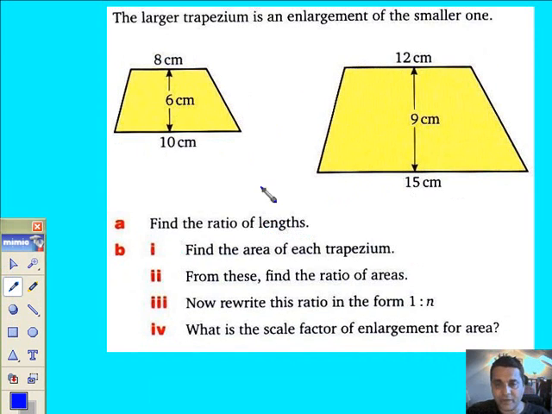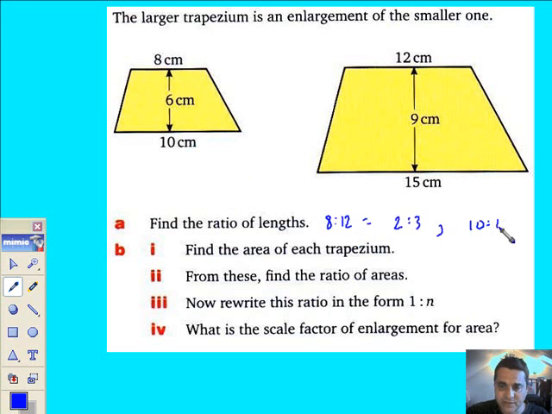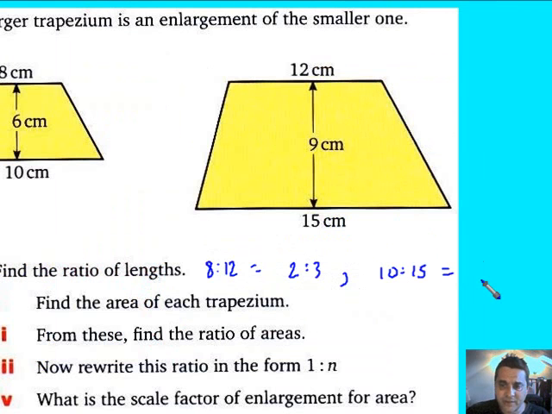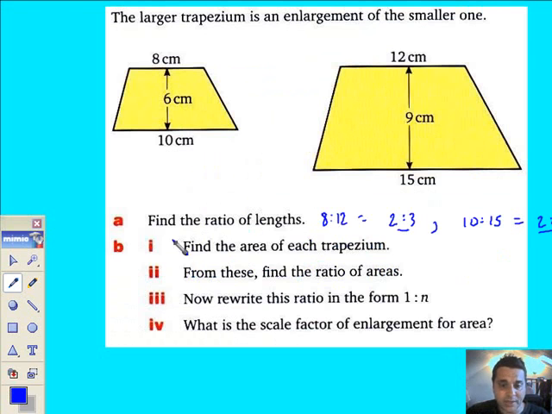Find the ratio of the lengths. I'm not going to do all the lengths, I'm just going to go 8 to 12, and that equals, let's have a look, divide by 4, that would be 2 to 3. That's it. And that works the same for the 10 and the 15. One more demo here if you want. So 10 to 15, 5 goes into 10 twice, 5 goes into 15 3 times. So it's a 2 to 3 ratio, therefore it's an enlargement of times 1.5.